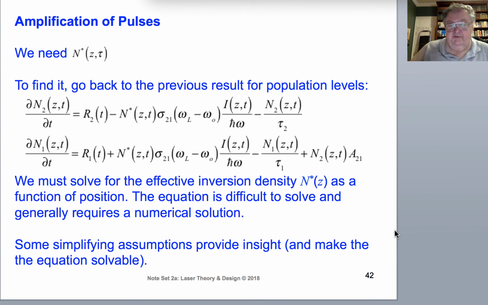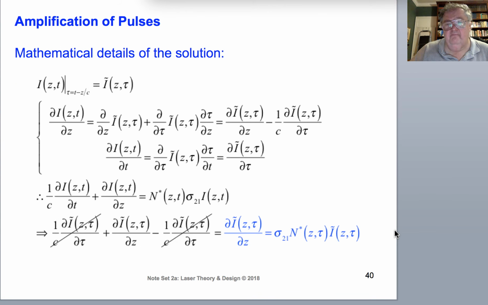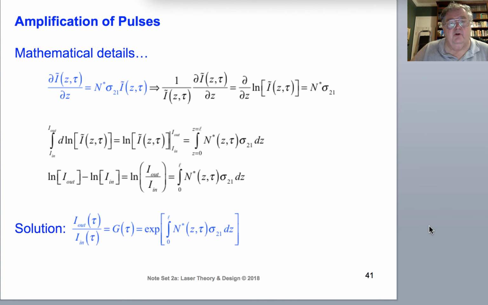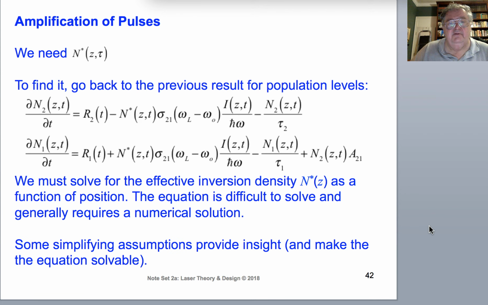Now, the thing is, this is great that we have this answer right here. But what is this? What is n star of z comma t? We need to figure that out, and that's going to take a little bit of work. Again, I have the details for you here.